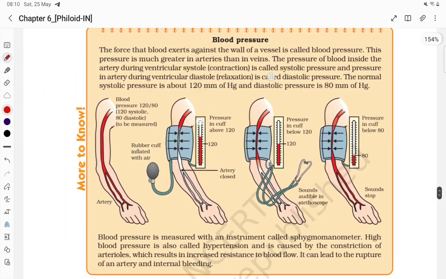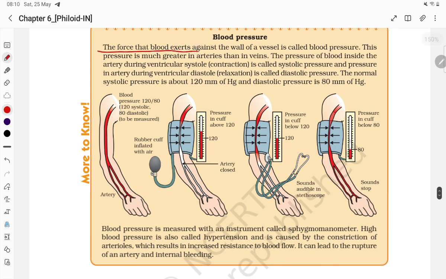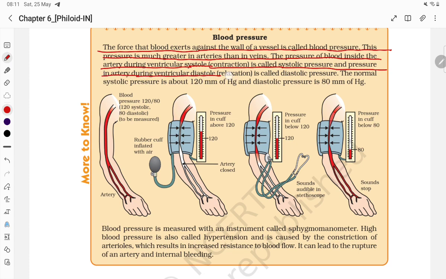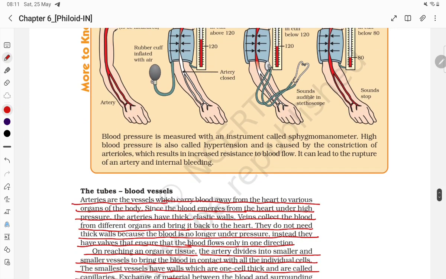What is blood pressure? The force that blood exerts against the wall of a vessel is called blood pressure. This pressure is much greater in arteries than in veins. The pressure of the blood inside the arteries during the ventricular systole, that is contraction, is called systolic pressure, and the pressure in the arteries during the ventricular diastole, relaxation, is called diastolic pressure. The normal systolic pressure is about 120 mmHg and diastolic pressure is 80 mmHg.